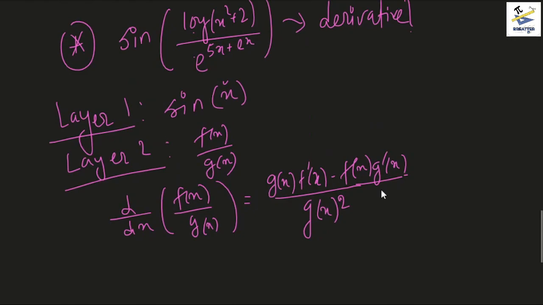What is layer number 3? So in f(x) there are two layers, right? How many layers are there? f(x) has a layer which says that the inside function is x squared plus 2. Similarly, g(x) has a layer which says that the inside function is e to the power 5x plus e to the power x, right? But these layers do not really matter, because we already have an f(x) by g(x) thing here, right? So we are going to use them here directly.